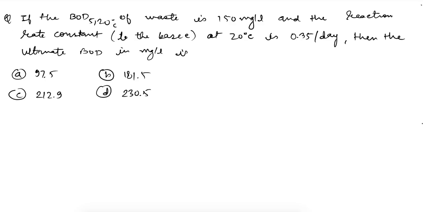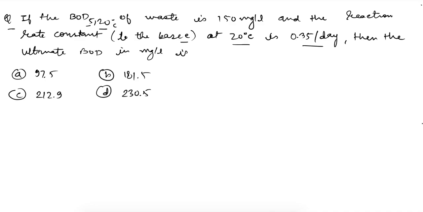Let's see some of these previous year questions from GATE which came related to BOD. So here, the first one says: if the BOD 5 days and 20 degrees Celsius of waste is 150 milligram per liter and the reaction rate constant, which is to the base of e at 20 degrees Celsius, is 0.35 per day, then the ultimate BOD in milligram per liter is.